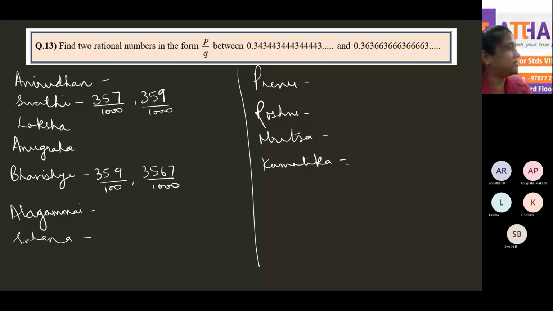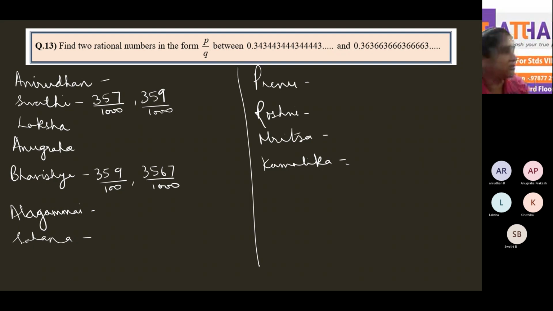How do rational numbers look? P by Q form, okay. Then a decimal, how will it look? It should be terminating, or non-terminating repeating. You know all this, right? So rational numbers should look like P by Q form, so integer by integer, or a terminating decimal, or a non-terminating repeating decimal. It should look like one of these, right?